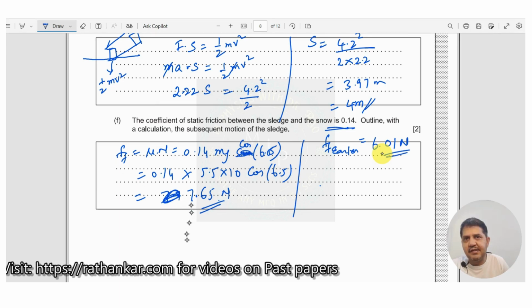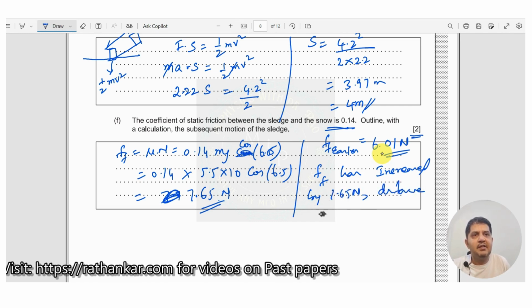Now the frictional force has increased. So what could be the conclusion here? Because it's a 2 marks question, you can say that because the frictional force has increased by 1.65 Newton, the distance traveled by the sledge will be less than 4 meters. Less than 4 meters. You can write like this.